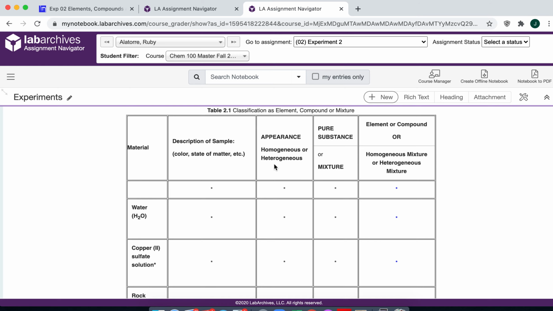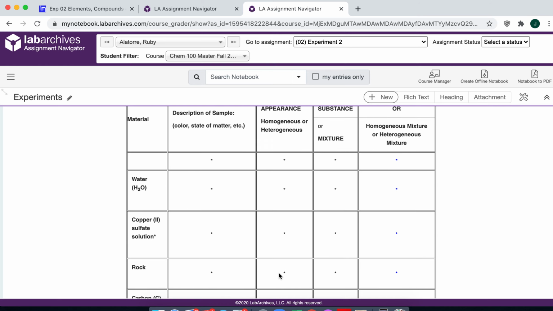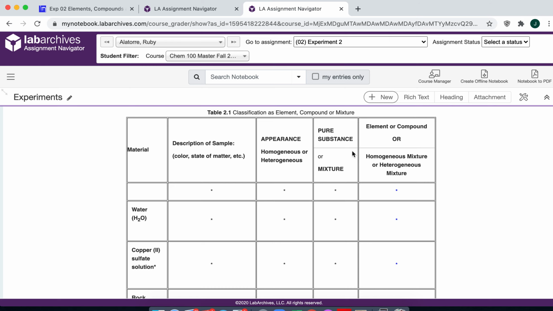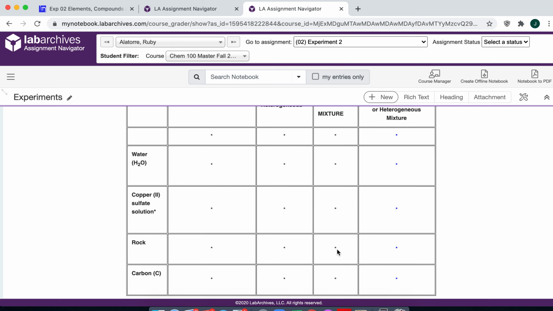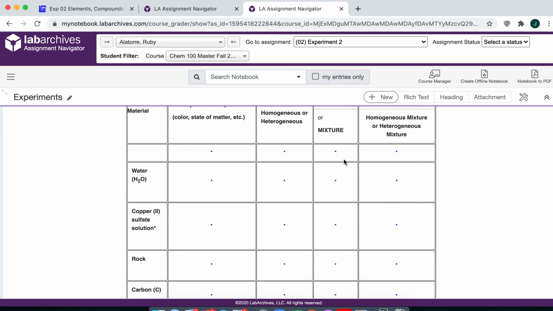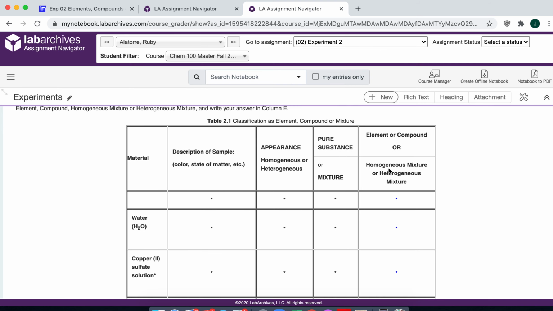So it has to be heterogeneous for rock. And for substance, is it a pure substance or a mixture? Since it looks heterogeneous, it has to be a mixture. It cannot be pure, and it has to be a heterogeneous mixture in this case.